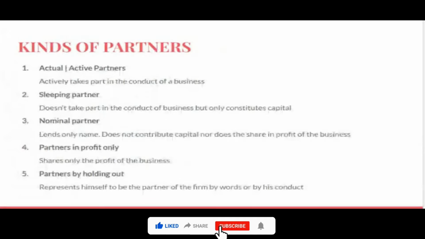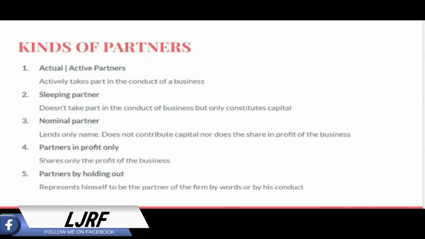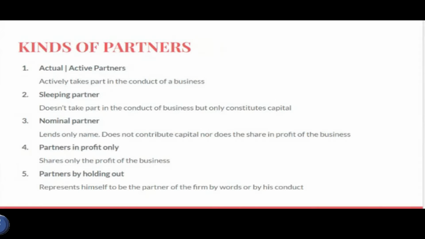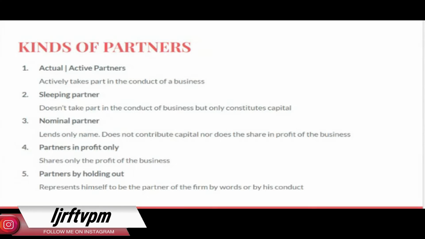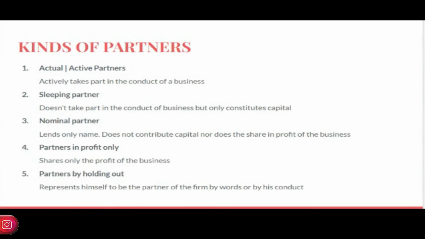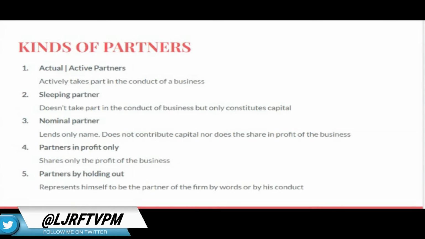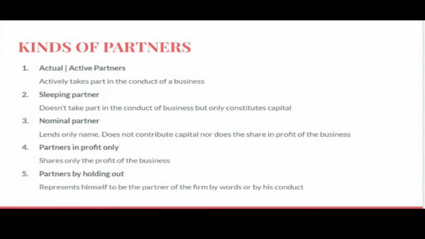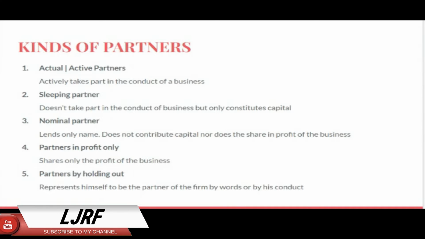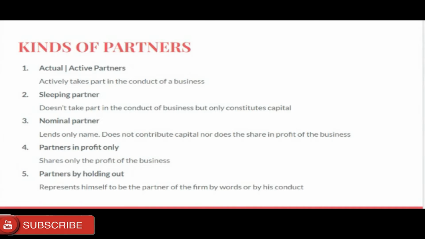Now, one of the important areas in the partnership act is kinds of partners. Generally, in the general sense, there are 5 kinds of partners. First one is actual or active partners. Actual or active partners are the common types of partners who actively take part in the conduct of business. They may be the managing partners of the business.